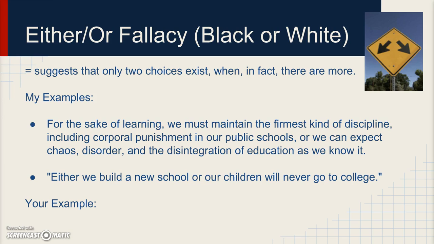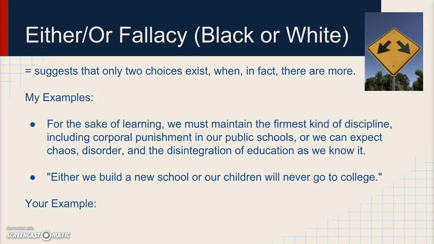or the black or white fallacy. And this fallacy suggests that there are only two choices that exist when in fact there are more. So go ahead and write that definition down where it says black-white fallacy. And the type of appeal is pathos, because this appeals to people's emotions.